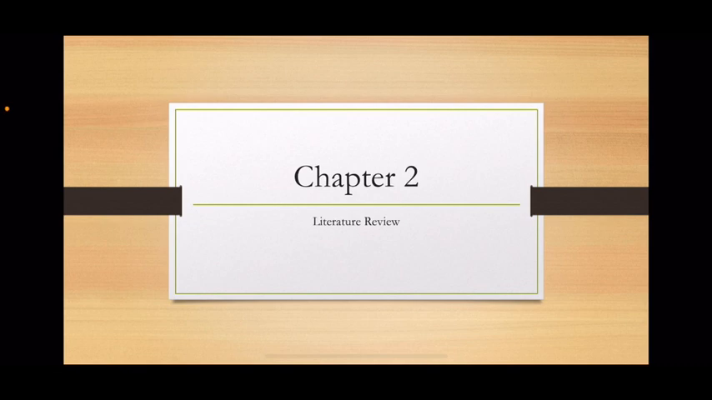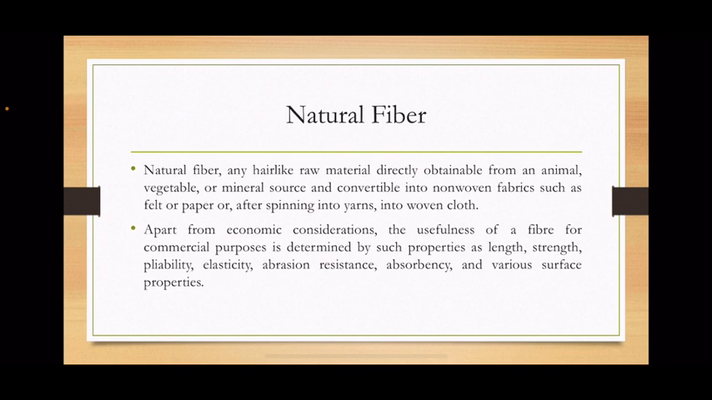So for chapter 2, the literature review, I will discuss natural fiber. So what is natural fiber? Natural fiber is any hair-like raw material directly obtainable from an animal, vegetable or mineral source and convertible into non-woven fabrics such as flax or paper, or after spinning into yarn into woven cloth. So a natural fiber may be further defined as an agglomeration of cells in which the diameter is negligible in comparison with the length.